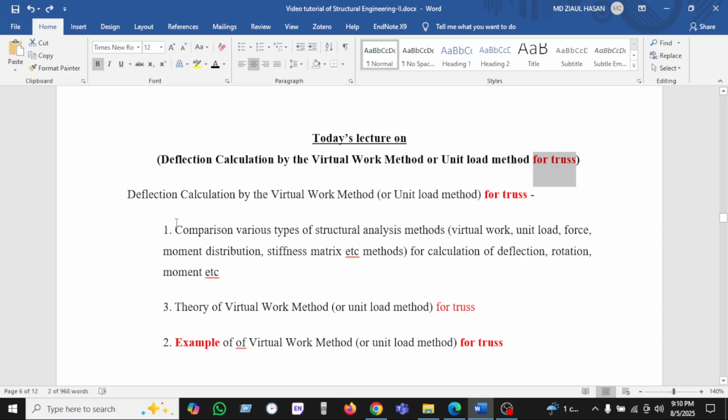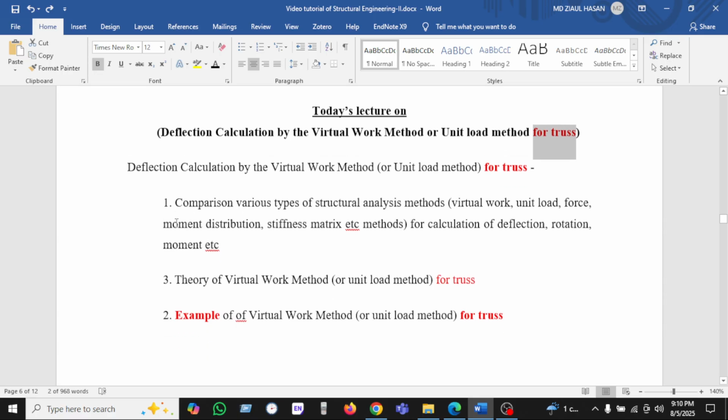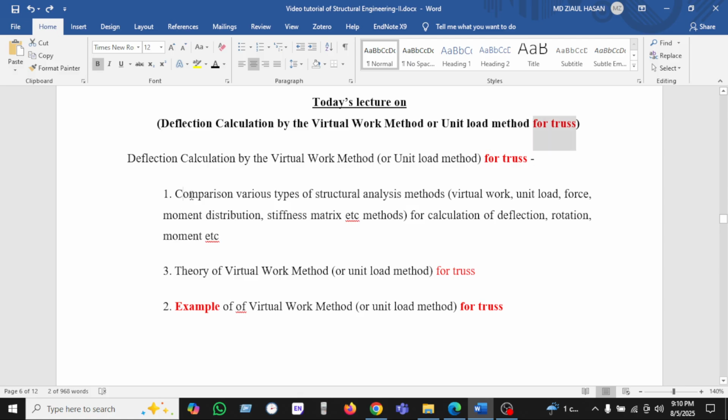First of all, I will cover some topics, which is a comparison of various types of structural analysis methods, which are the virtual work method, unit load method, force method, moment distribution method, stiffness matrix method, etc., for calculating deflection, rotation, moment, shear, etc.